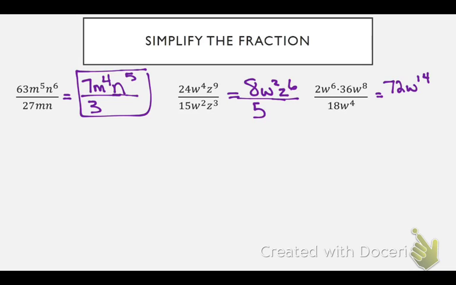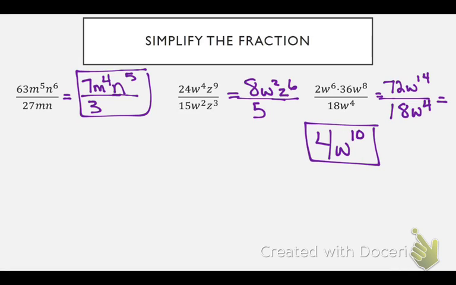Multiplying to condense or simplify the top. Now divide it by the bottom. Reduce the numbers to 4. It's a whole number. W to the 10th. So I skipped the middle step, but I still got 4 W to the 10th. You need to combine the numerator first. Okay? All right, so that's simplifying fractions.